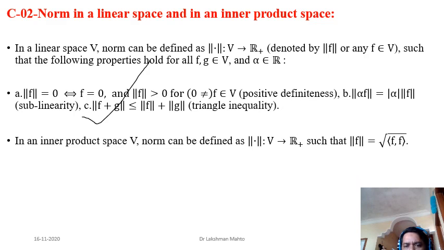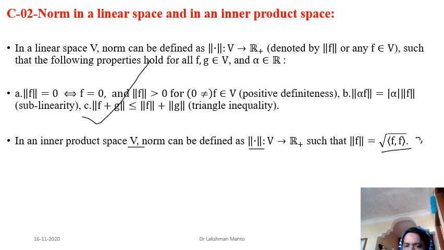So we will define this with the help of all these properties of norm. You just recall from Euclidean space. I am directly going to define a norm from the inner product, the norm in the inner product space. If V is an inner product space, then the norm in this inner product space we can define as the square root of the inner product of f with itself.